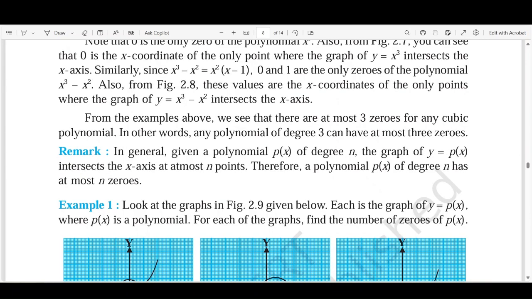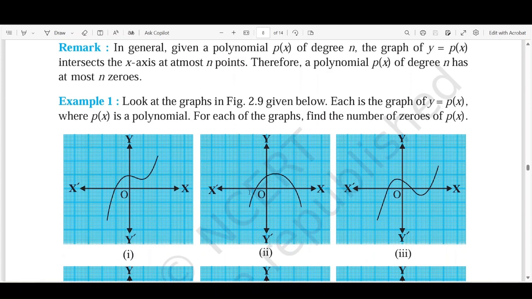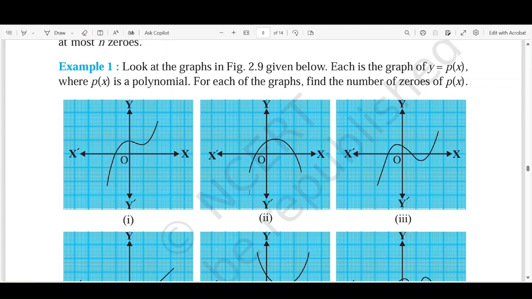And next one is example 1. Look at the graphs in figure 2.9 given below. Each is the graph of y equal to p of x, where p of x is a polynomial. For each of the graphs, find the number of zeros of p of x.